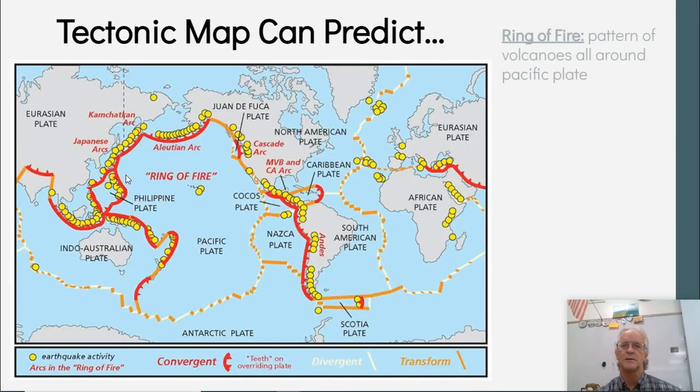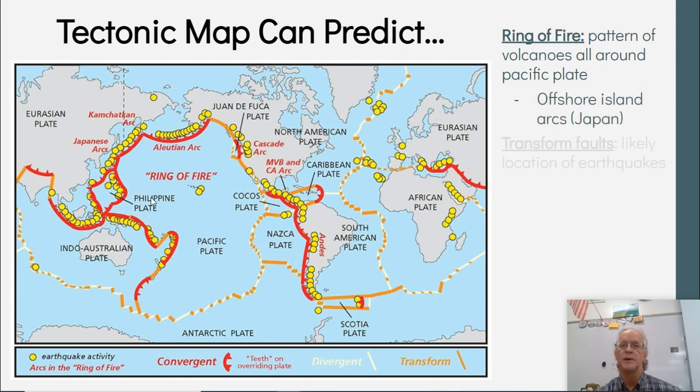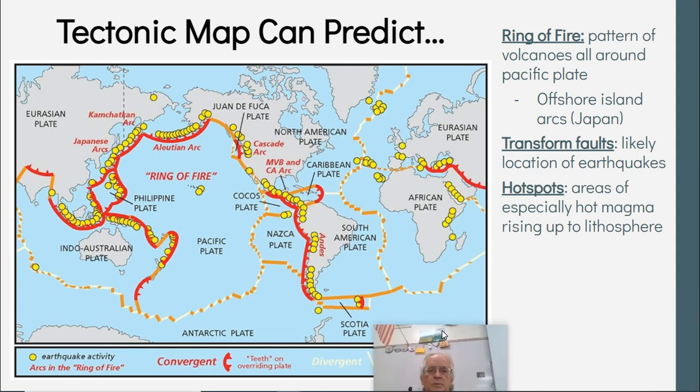Tectonic plates can predict where there's going to be a ring of fire. Why? Because you've got basically a convergence zone where it's going down. There are offshore islands such as Japan. Transform faults, for example, along California. We've got hotspots, basically these areas right here where you've got a series of islands where the lithosphere is very, very thin, and therefore we have volcanoes. The new volcano is actually forming east of the island of Hawaii.